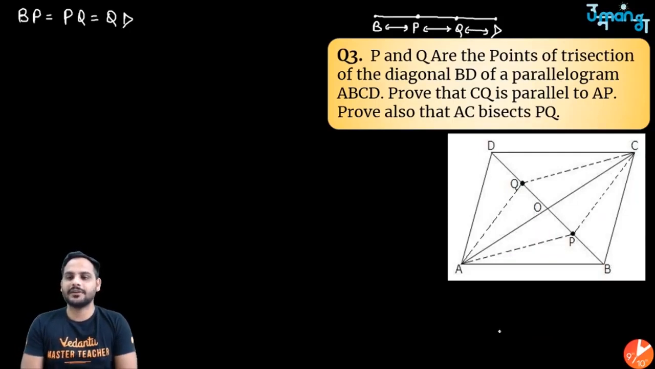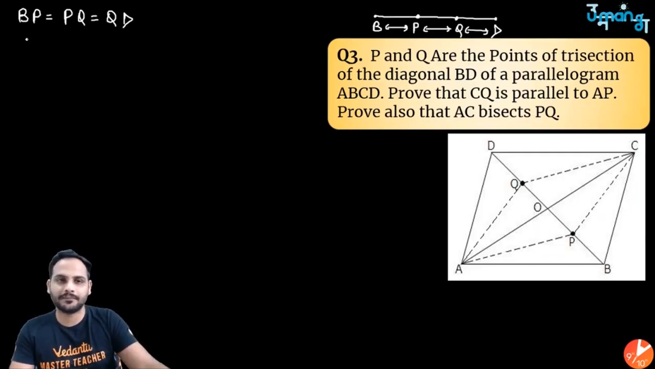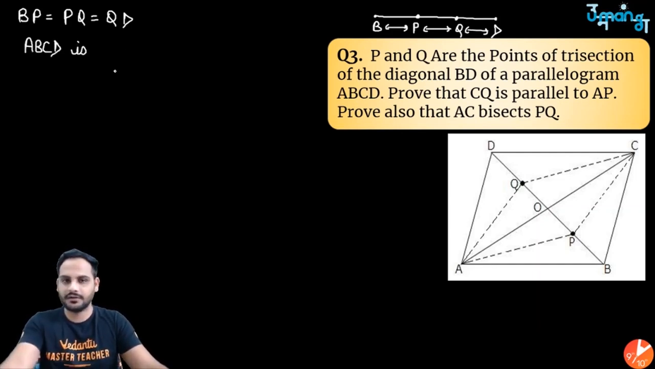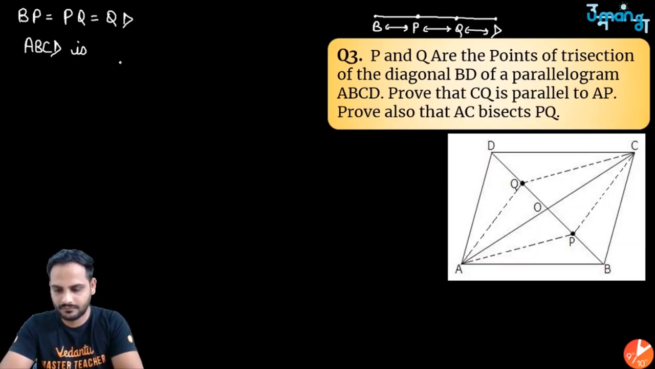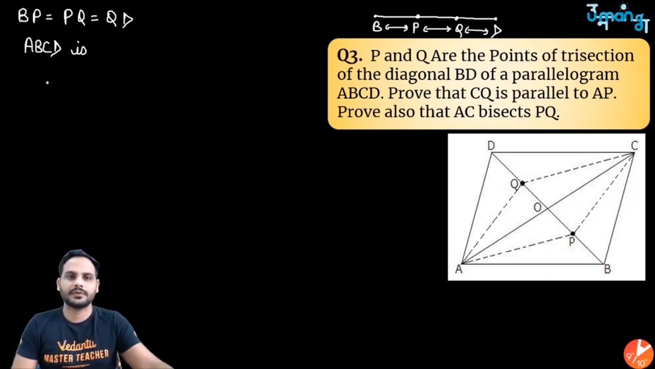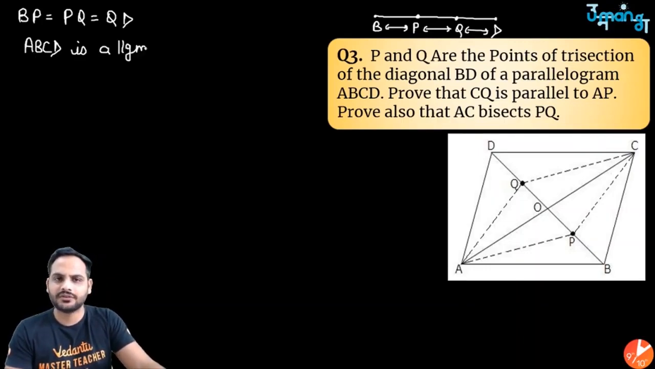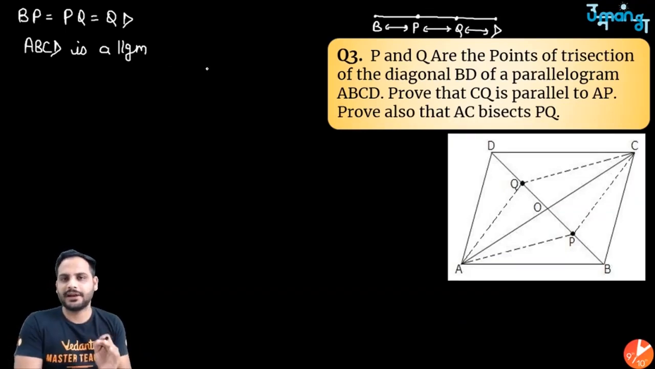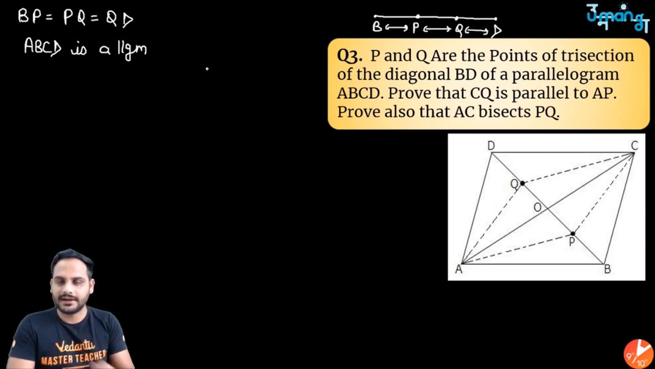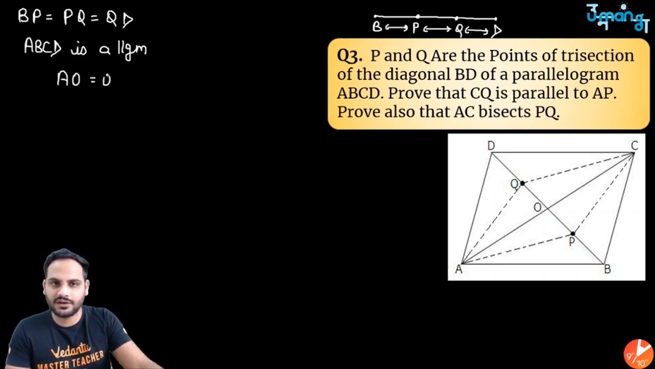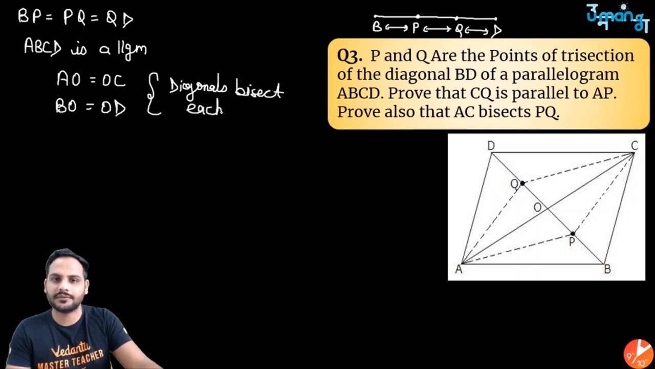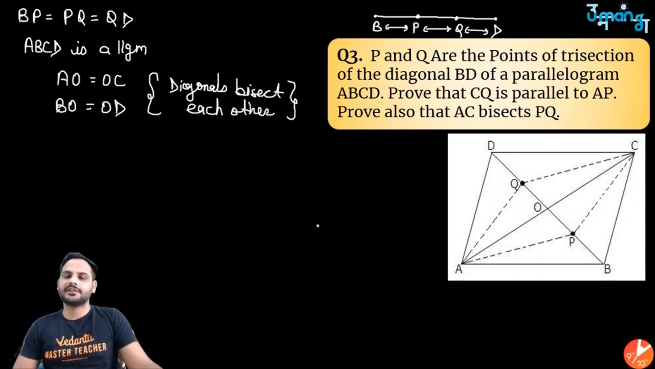Okay, now look, first thing, since we know that ABCD is a parallelogram, I can clearly say for sure that in a parallelogram, diagonals bisect each other. So I can say AO is equal to OC and BO is equal to OD. Why? Because diagonals bisect each other. Okay sir, correct. After that, what is the next thing I can say?